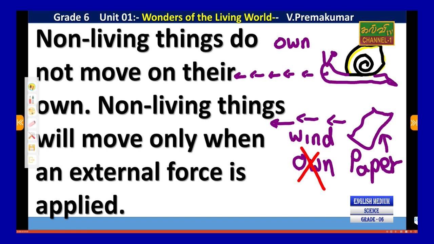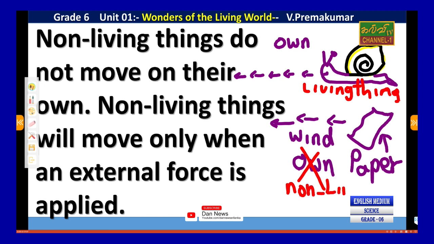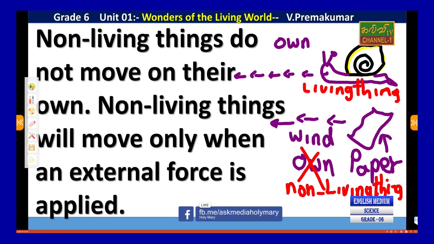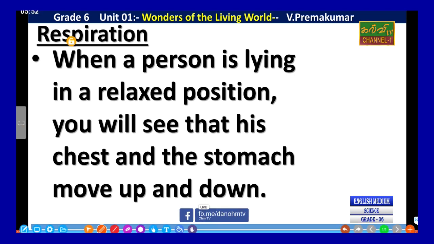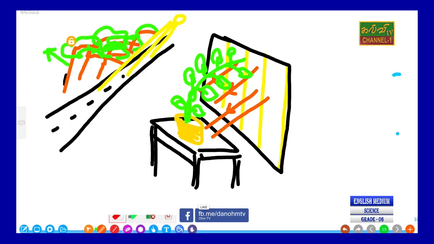Right? So here they have mentioned that living things can show their natural movement. Non-living things depend on other factors. Okay, these are the things they explain. Respiration. We will go to our place. What is respiration? After that, we will discuss it.